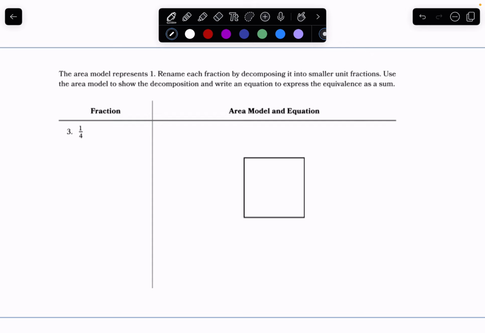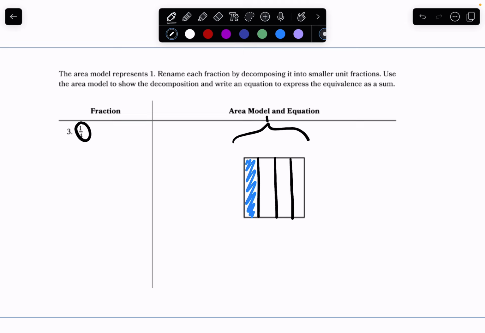The whole thing represents 1. I'm going to write that up there so that I have lots of space for it. And now I'm going to decompose this into fourths. Break it down into fourths. I'm splitting it into fourths because the fraction that we're using right now is 1/4. Then I'm going to shade in 1/4. I'm going to do it with blue. There is our 1/4.